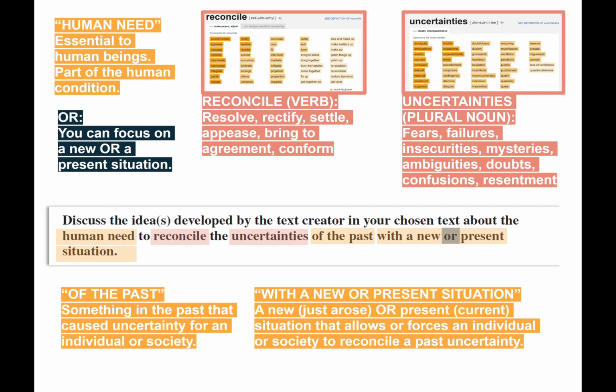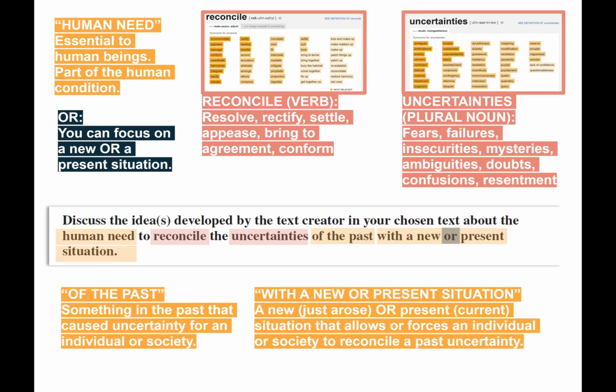In this case, I chose to begin with vocabulary. I highlighted reconcile and uncertainties in red because these words are significant and they're also complex. So I started with reconcile, and at first I had to consider how it fits into the sentence. Is it a verb? Is it a noun? Is it an adjective? And I can tell in this case that reconcile is being used as a verb.